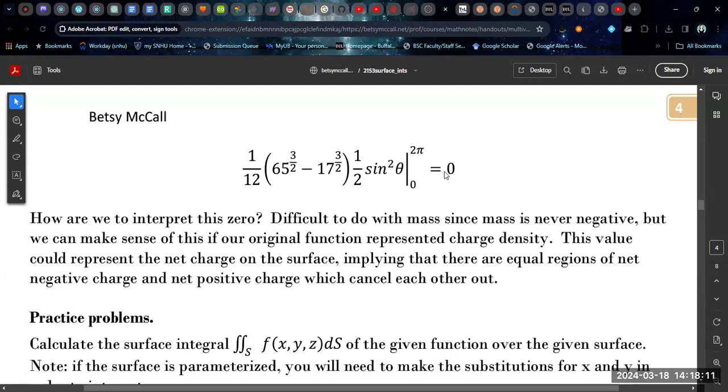If it's a mass density, mass can't be 0. So this would suggest that maybe there's some sort of problem. Our density function for mass should never be 0, should never be negative. But if we're talking about charge density, for instance, then this would indicate that there's equally balanced charges, that for as much surface area as is negatively charged, there's an equal surface area that is positively charged.